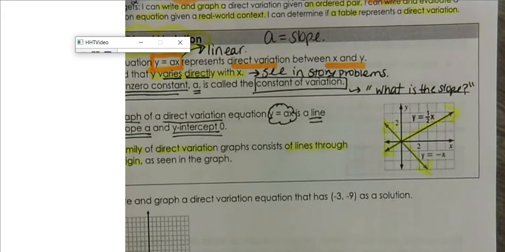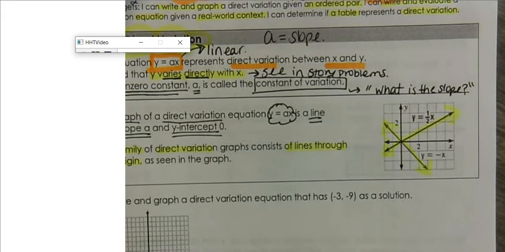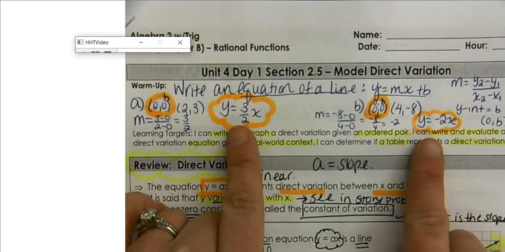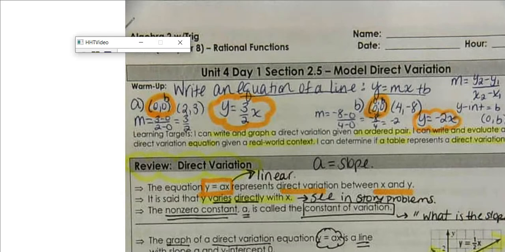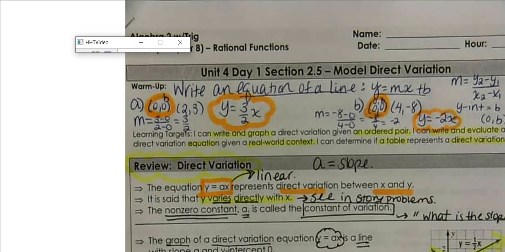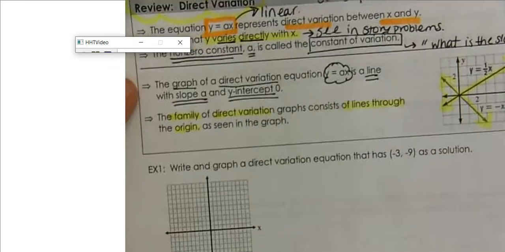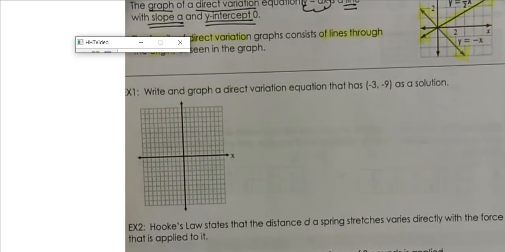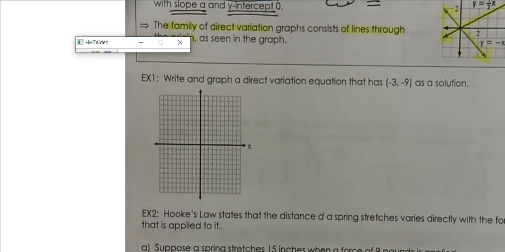All of these equations that have y equals a number times x are considered direct variation equations. And the equations that we had in our warm-up are also examples of direct variation equations. It will always cross through 0, 0 and some other points pertaining to an a value. That is our constant of variation. So let's go ahead and look at example number 1.